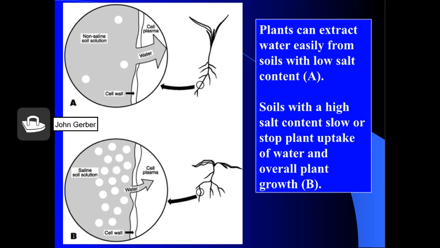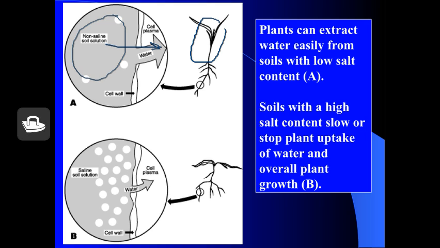The top picture is what happens in normal situations. When the soil solution is relatively free of salts, water will move into the plant root by osmosis, and you have a healthy plant. When there's too much fertilizer, too much salt in the soil, water can't move in quite so quickly, and the plant wilts.